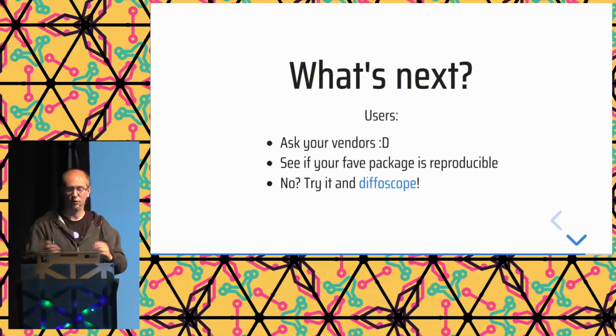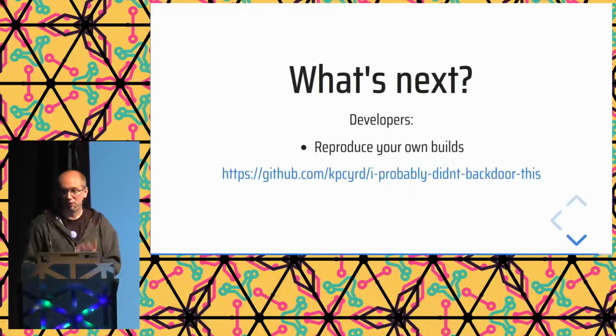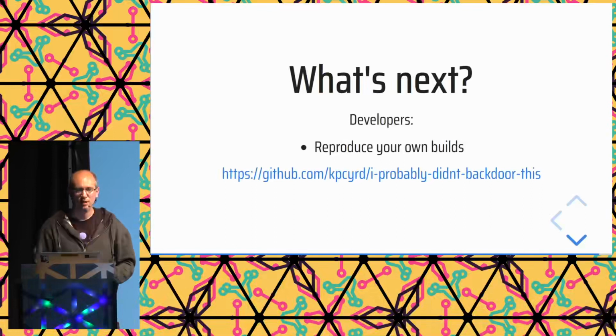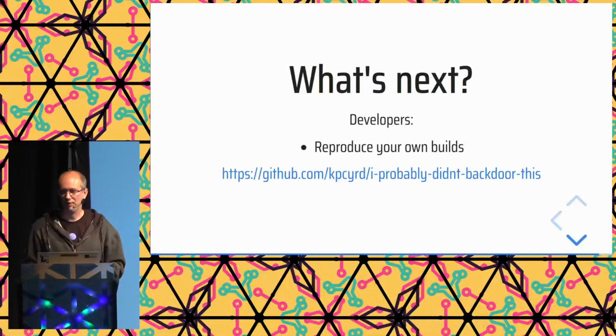Just build it twice, run diffoscope, and see if you can make sense of where the differences come from. As developers, of course, try to reproduce your own projects. I want to shout out this GitHub repository. I probably didn't backdoor this. It takes you through a Rust project and shows you how you would make a reproducible binary, a Docker image, and an Arch package, and shows you in practice what it looks like, so you get a more solid idea of it.